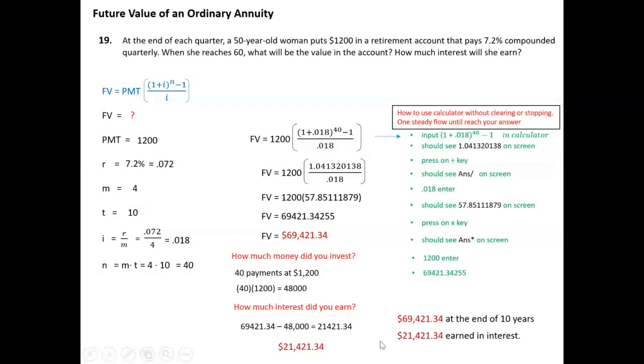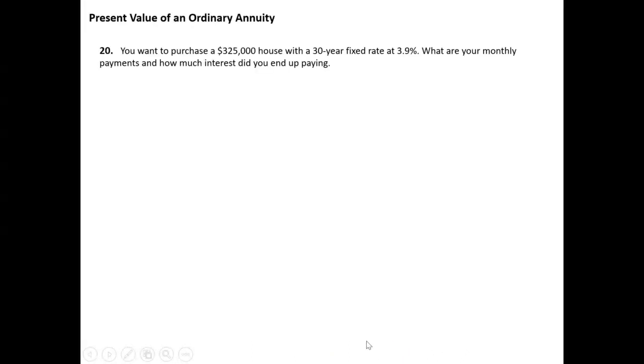Now, number 20. This will be the last one, I believe. Yes. Here, you want to purchase a house that costs $325,000 with a 30-year fixed rate at 3.9%. What are your monthly payments and how much interest do you end up paying? Okay. So again, for this one, it's going to be a different formula again. This is the formula that we're going to be using.